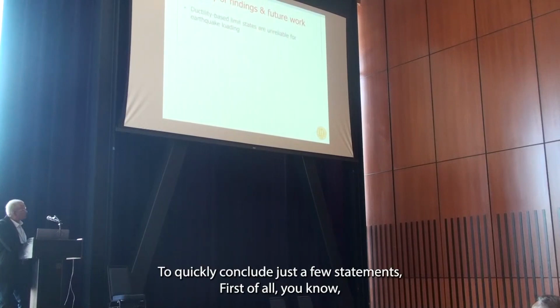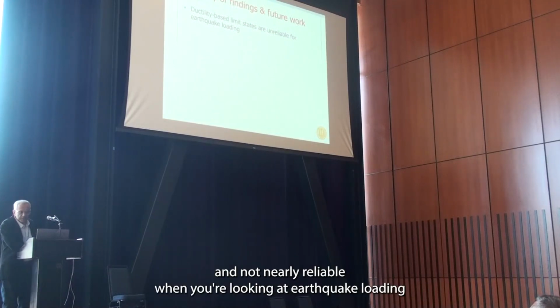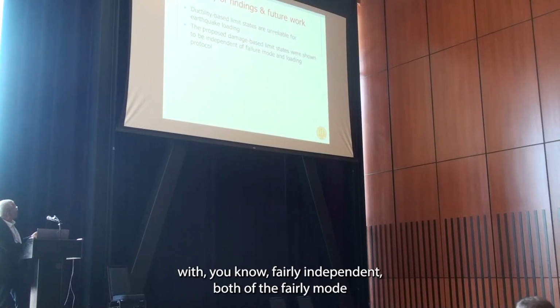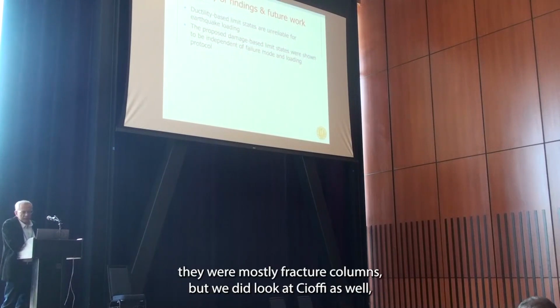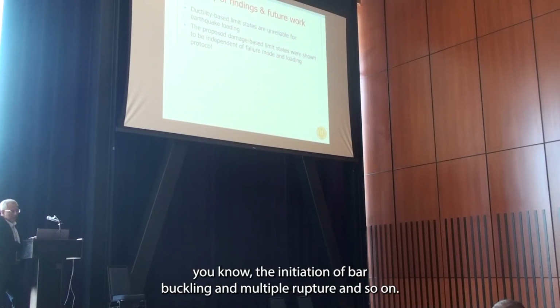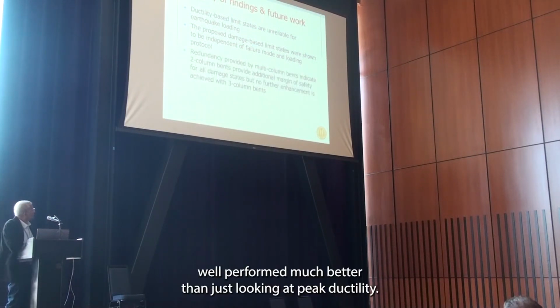All right, to quickly conclude, just a few statements. First of all, we found that using purely ductility-based limit states is not necessarily reliable when you're looking at earthquake loading. And the so-called damage-based limit states that we came up with were fairly independent both of the failure mode and the loading protocol. Talking about failure modes here, they were mostly flexural columns, but we did look at shear failure as well, which I haven't presented here. We're looking at things like the initiation of bar buckling and multi-bar rupture and so on. We found that the damage-based limit states performed much better than just looking at peak ductility.